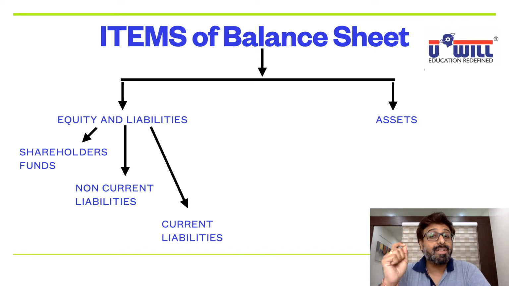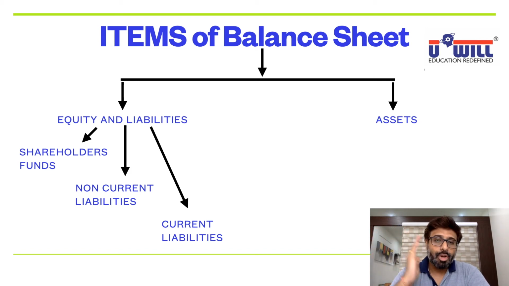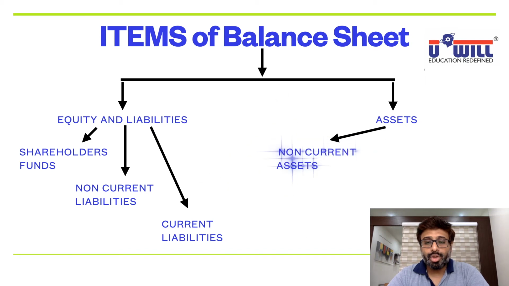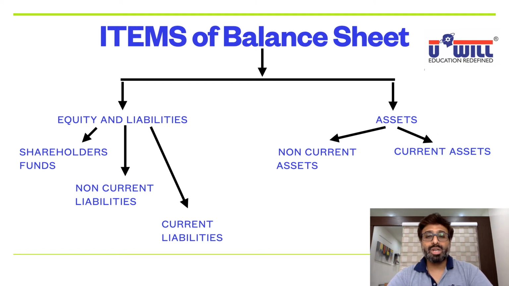Instead of liabilities we'll call it what? Equity and liabilities. Equity means shareholders funds, owners' money, and in liabilities there are two types, non-current liabilities and current liabilities. And only two broad headings will come in assets. One is non-current assets and the other is current assets. All of you pause the video and make this entire chart in your notebook.